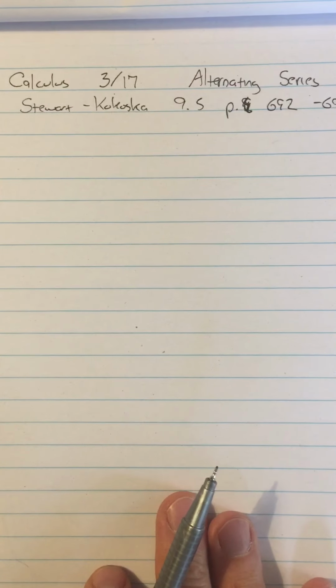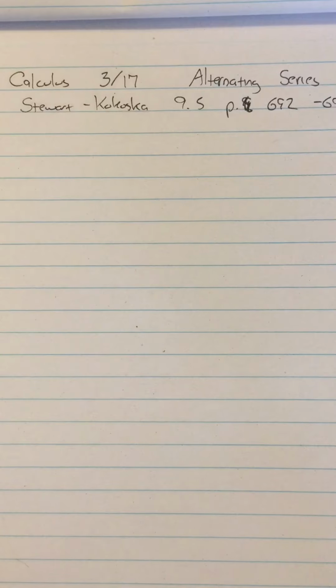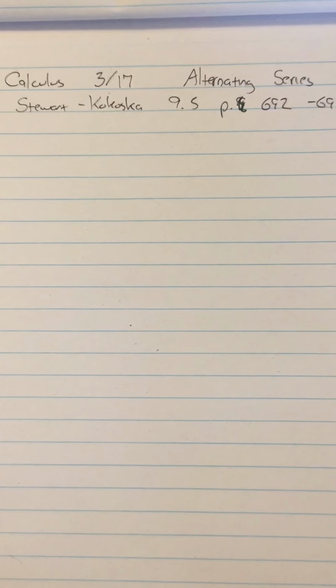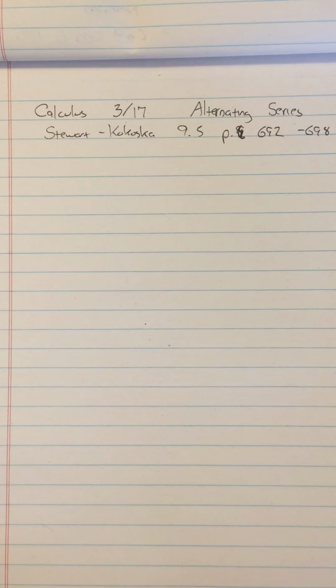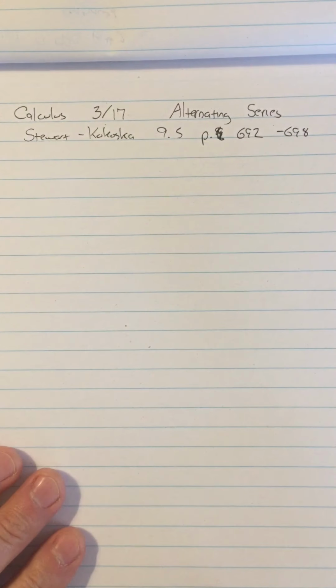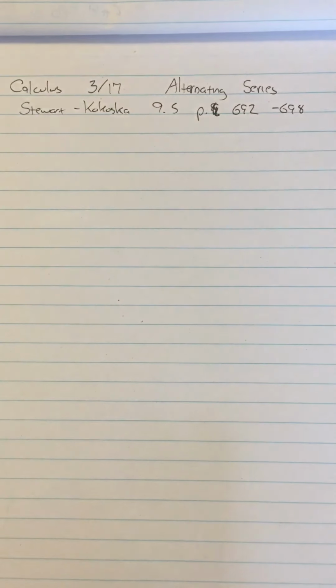So this is going to be our discussion of alternating series. That is in your book, the Stewart Calculus text online, section 9.5, pages 692 to 698. Let me encourage you again to really make an attempt to read this.